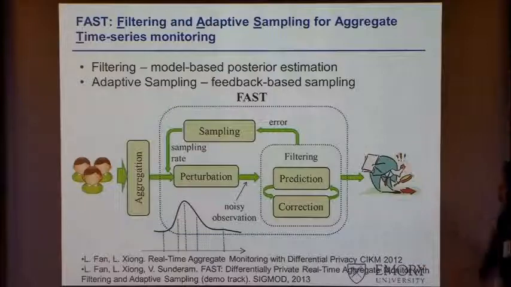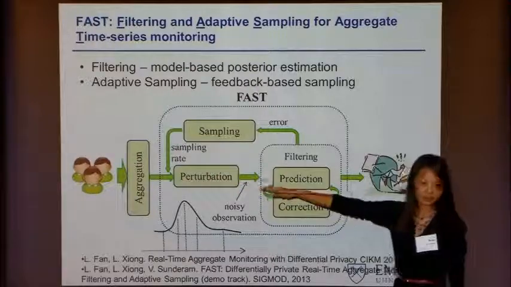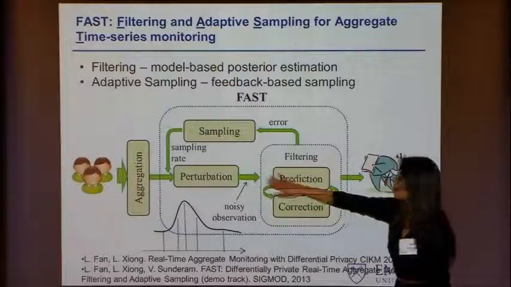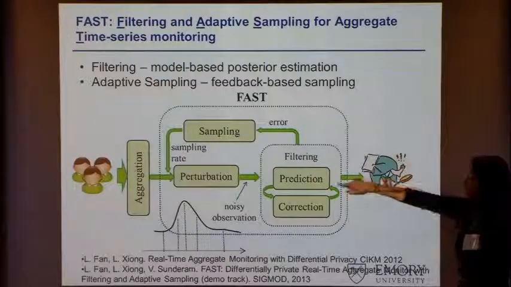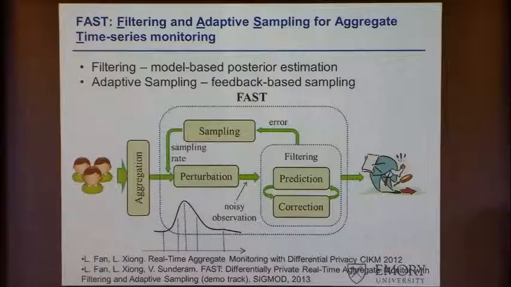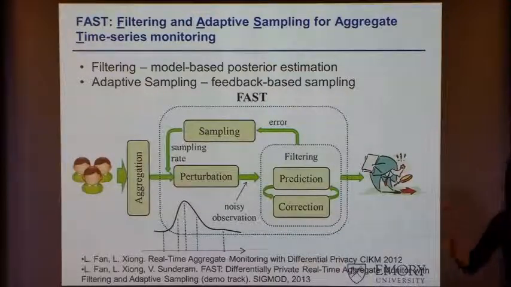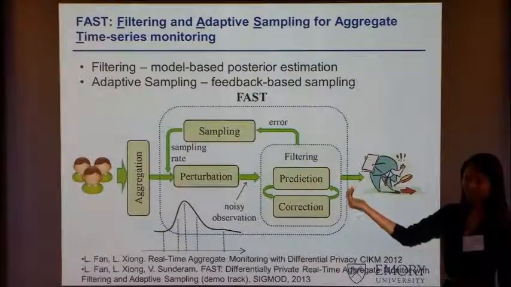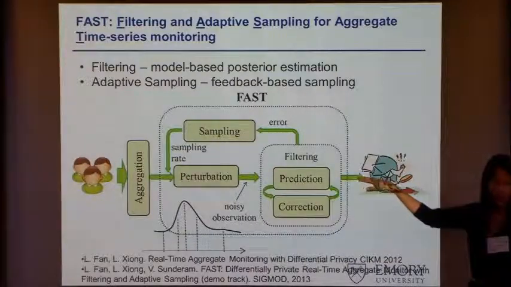So this is the overall figure of the approach. We have aggregated data coming in, and it goes through a Laplace perturbation mechanism, the basic baseline. The perturbed value then goes through a filtering component where we have a prediction and correction step. Prediction assumes there's an underlying model of the time series. So this is a model-based approach where we assume there's an underlying process model for the data. Using the prediction, we can get a prior estimate of the next time point. And then if we are at a sampling point, we get a perturbed, observed noisy data value. Using that, we correct it, get a posterior estimate, and release that.